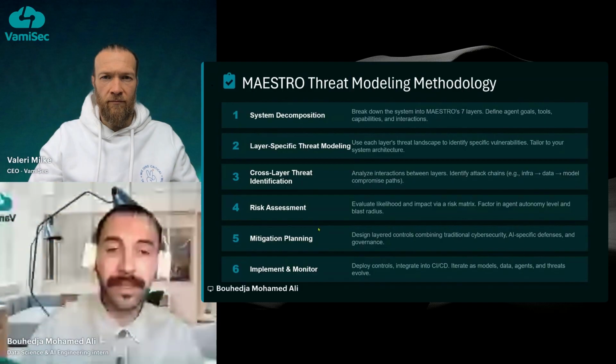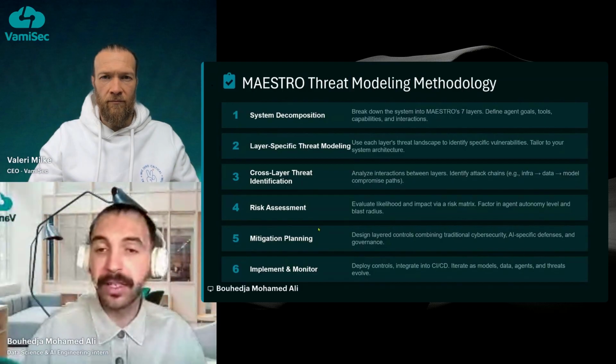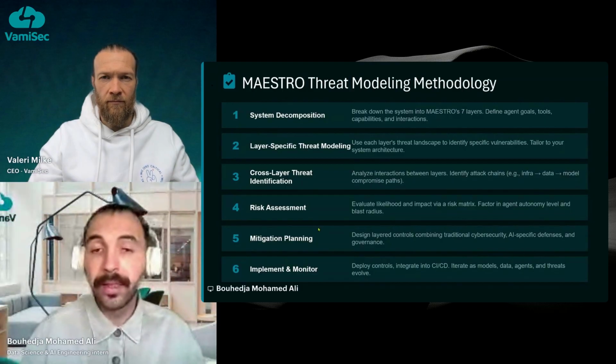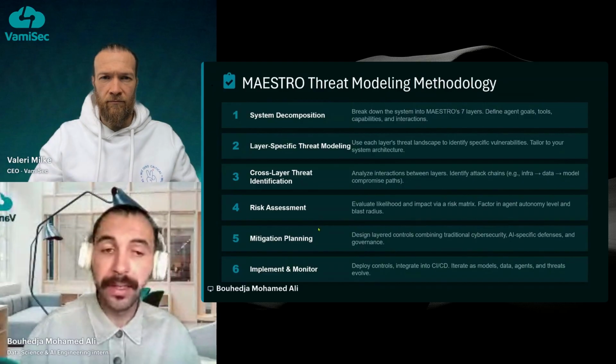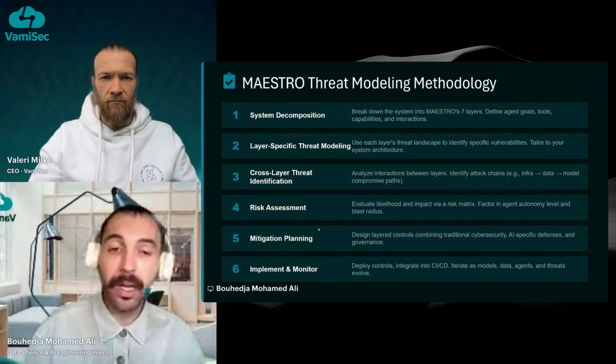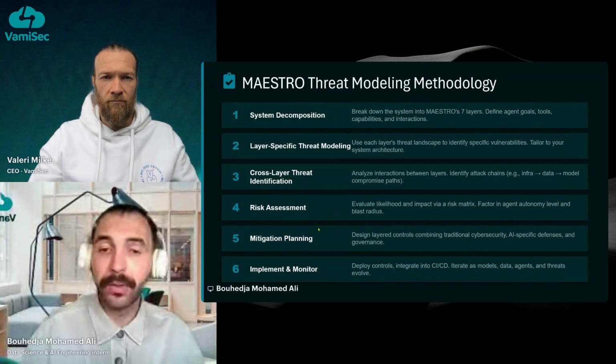Step two is layer-specific threat modeling. Once the architecture is mapped, we examine each layer independently to identify vulnerabilities and weaknesses that are unique to that part of the system. This helps to ensure that we do not overlook risks hidden in the model, data orchestration, infrastructure, and tool use layers.